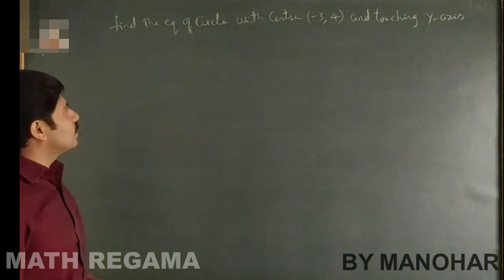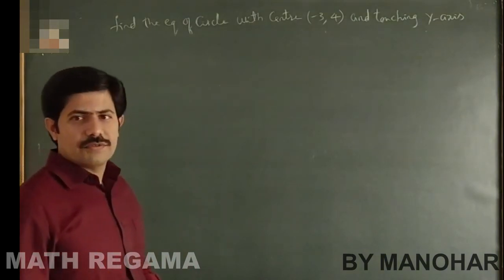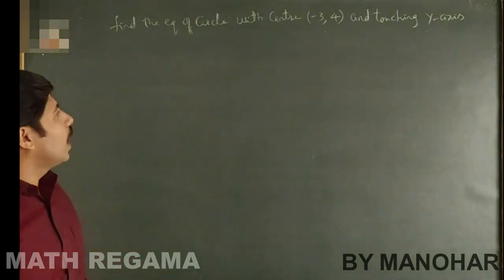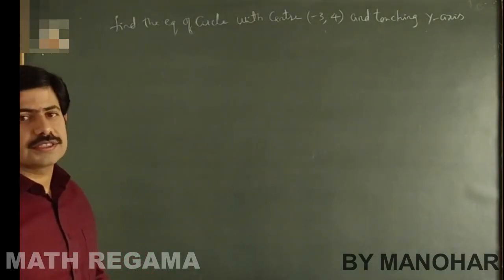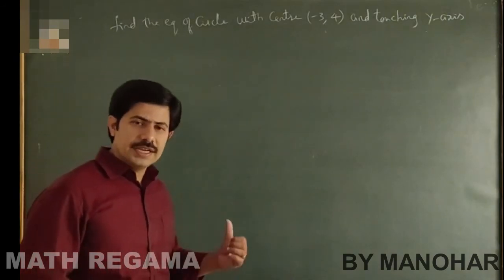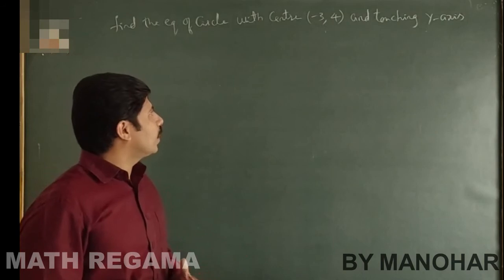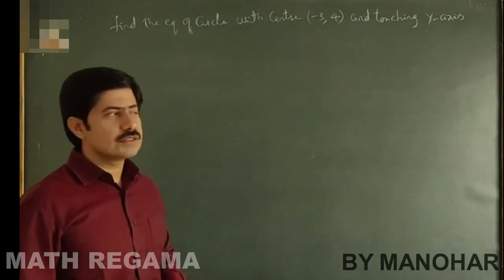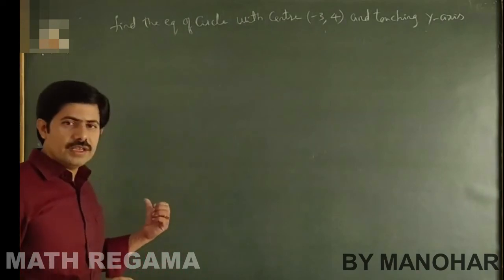Find the equation of circle with center (minus 3, 4) and touching the y axis. So here we have to find the equation of the circle. The center is given to us. So we need the radius so that we can find the equation of the circle.